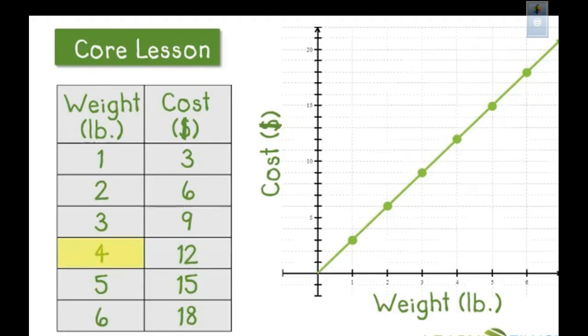A third way to find the unit rate is to look at any ordered pair, such as 4, 12, and then say, okay, suppose at the last minute I decided I wanted to buy 1 additional pound.